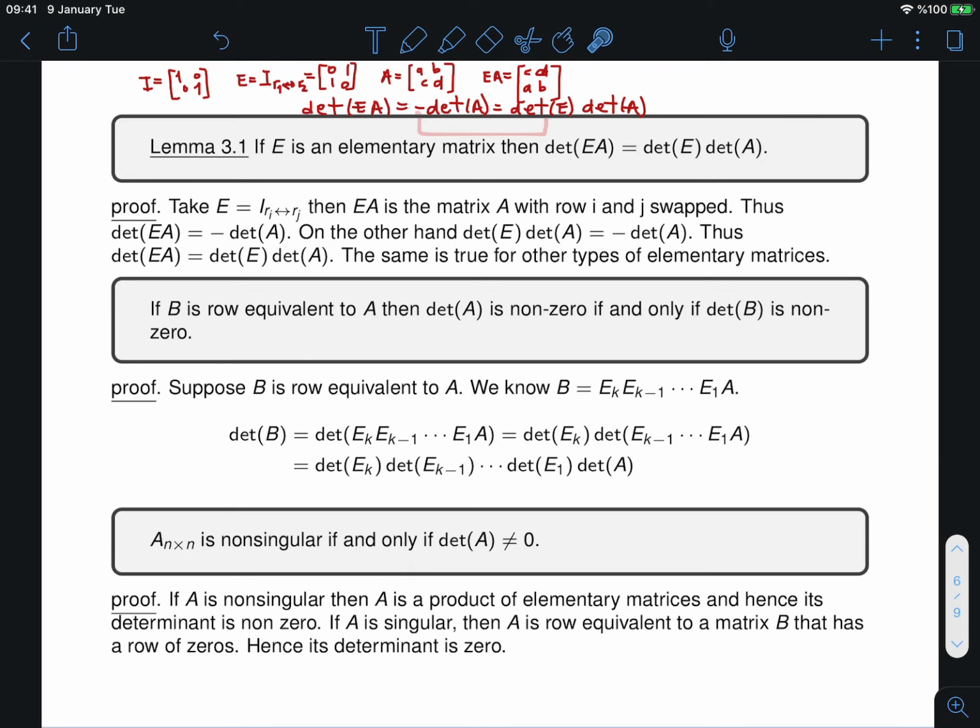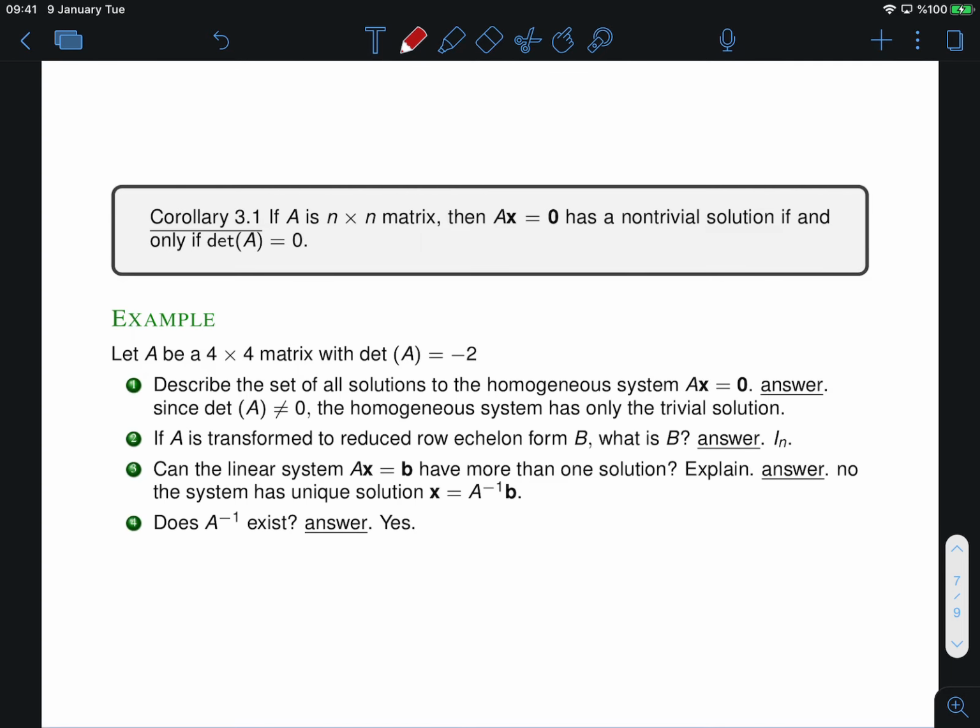Its proof again depends on ideas we have seen before. If A is non-singular, then it's a product of elementary matrices, and so its determinant is non-zero. On the other hand, if A is singular, then it is row equivalent to a matrix which has a row of zeros, hence its determinant is 0. Now, a corollary of this is: if A is an n by n matrix, a square matrix, then the equation A times x equals 0 has a non-trivial solution if and only if its determinant is 0.